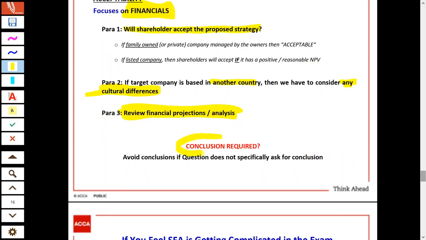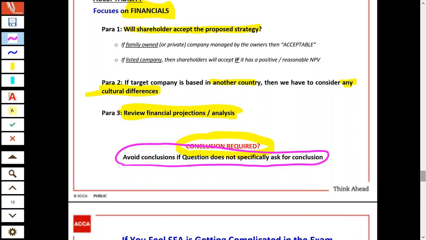Right, so this is the question I receive most of the time. Many students ask, sir, do we need to give a conclusion? So the short answer is no, no conclusion should be given. Avoid conclusions if the question does not specifically ask you for a conclusion.